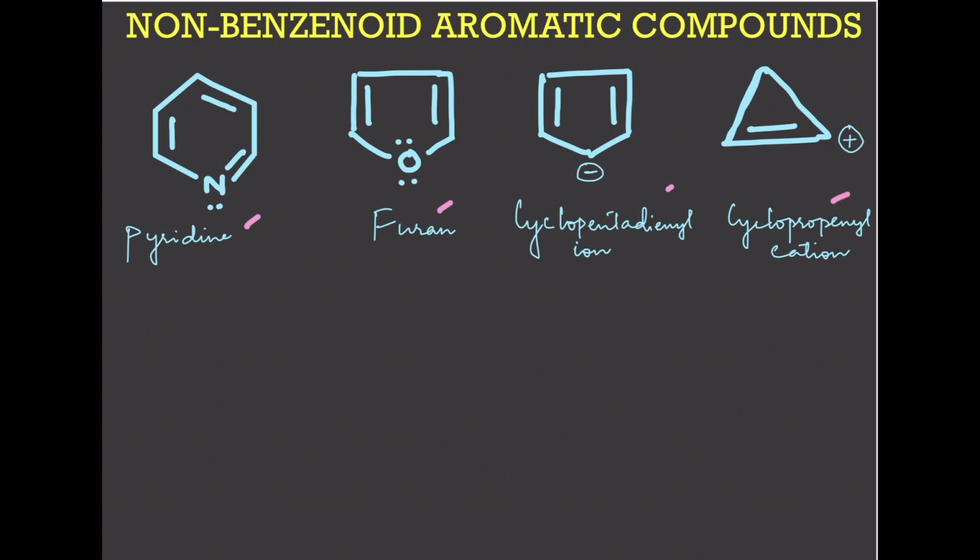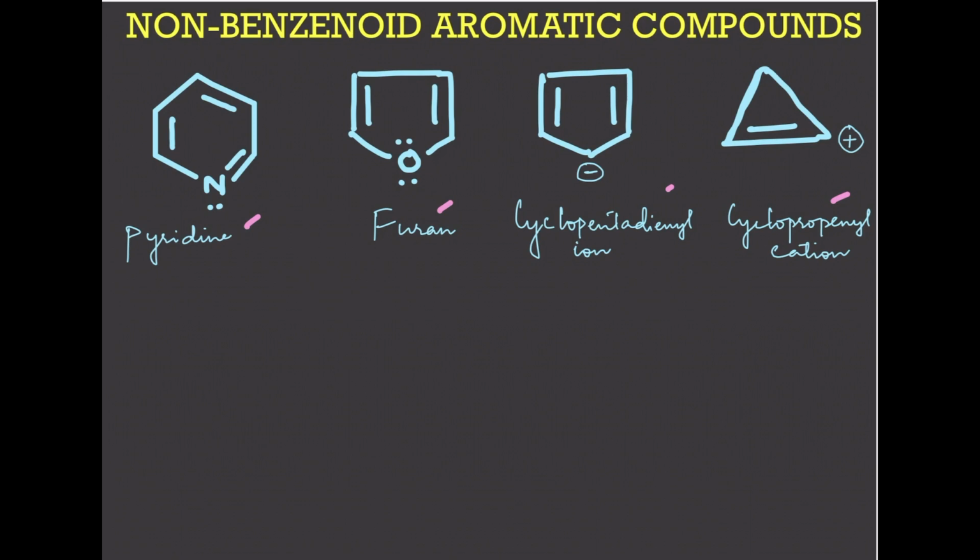All these systems, you can see, do not have benzene rings in their structures, but they are aromatic. Let us see how they are aromatic, whether they satisfy Huckel's rule or not. Any compound which satisfies all the conditions of Huckel's rule will be regarded as aromatic, whether it has a benzene ring or not. So these non-benzenoid compounds, say for example pyridine.